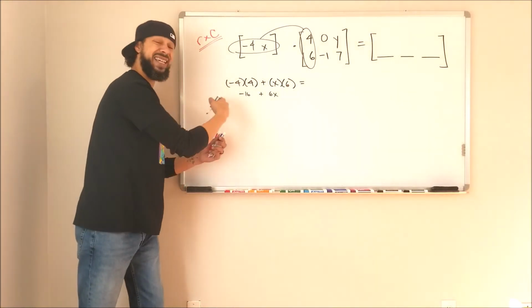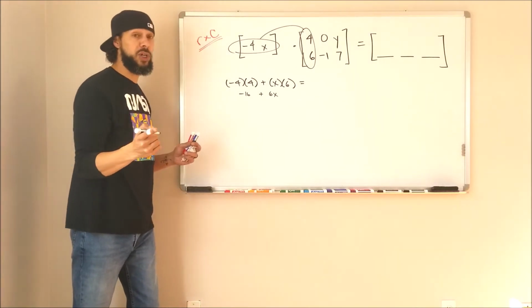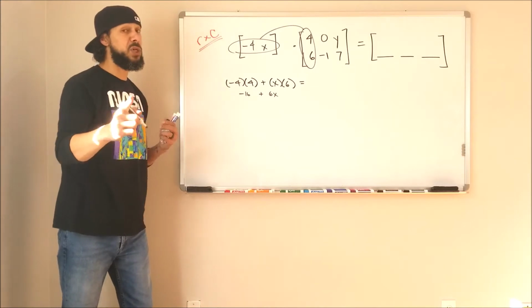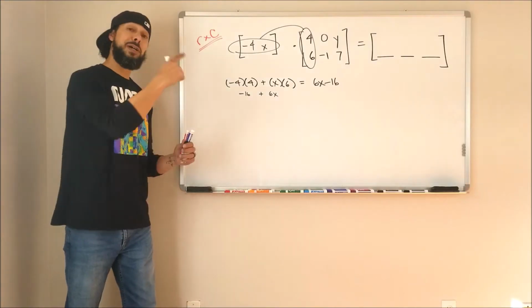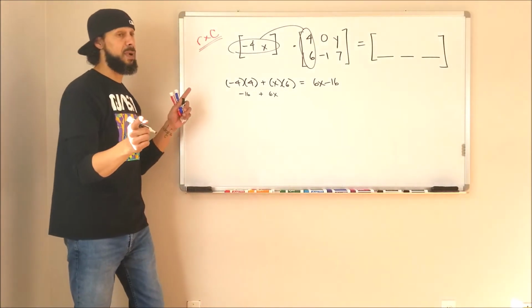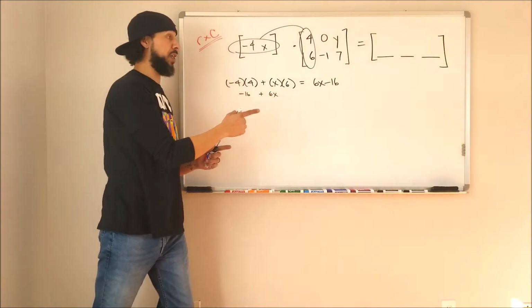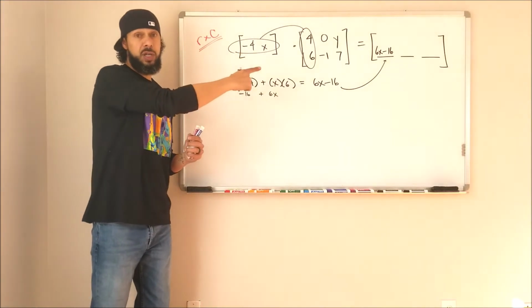So I can't combine those together, they're not like terms. So I'm going to have to just write them down beside each other. Let's write them in standard form. You know what that means, right? X is first, constants last. Exactly right. 6x minus 16. You know where that goes? Since I multiplied the first row times the first column, the answer goes in the first row, first column. And that's the first entry in my matrix.